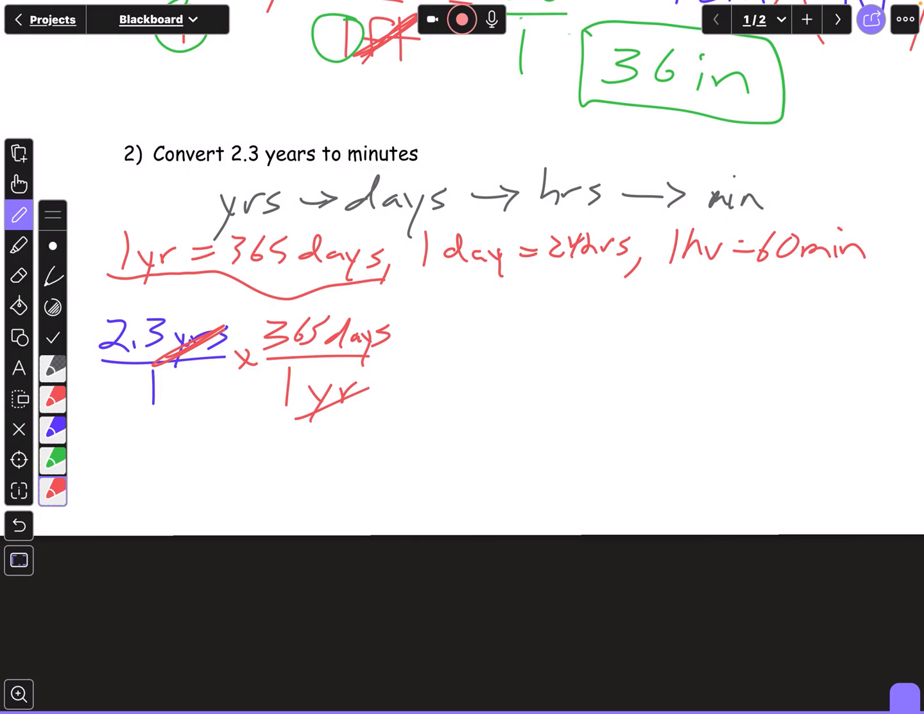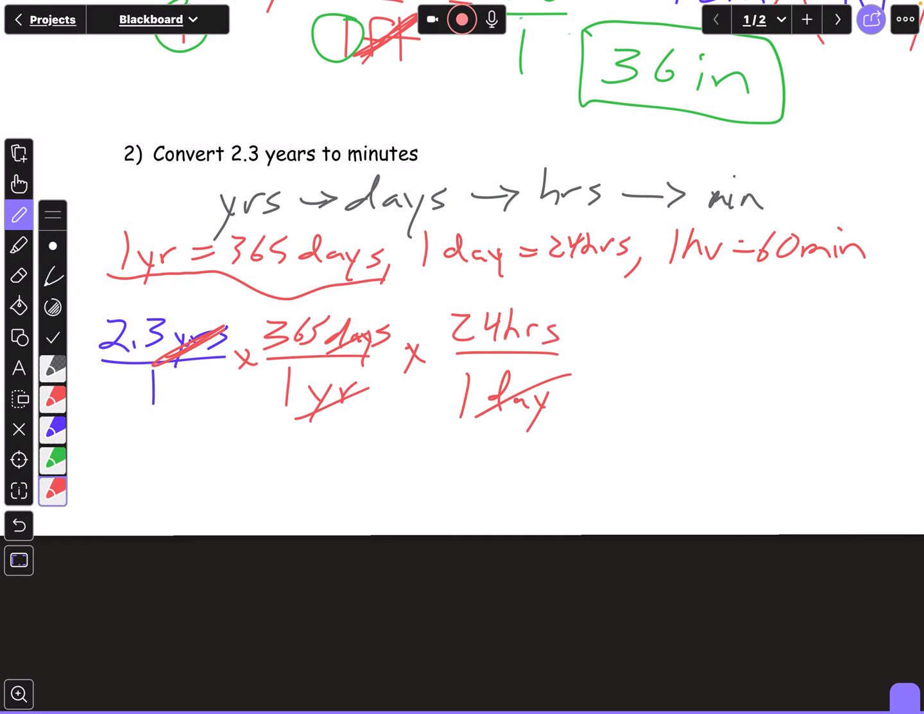So if I stopped right now, my answer would be in days, but I want to keep going. Next, I'm going to go from days to hours. I got 1 day equals 24 hours. I'm going to put my conversion factor of the 1 day on bottom because I want my days to cancel. And I'm going to put the 24 hours on top.